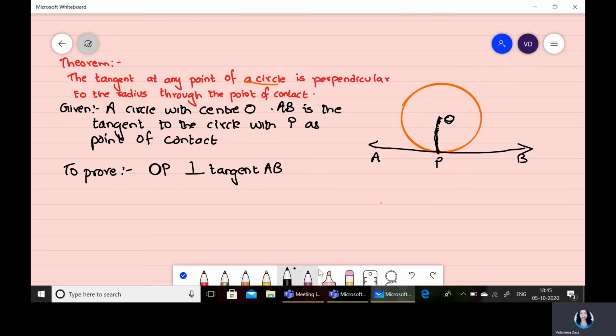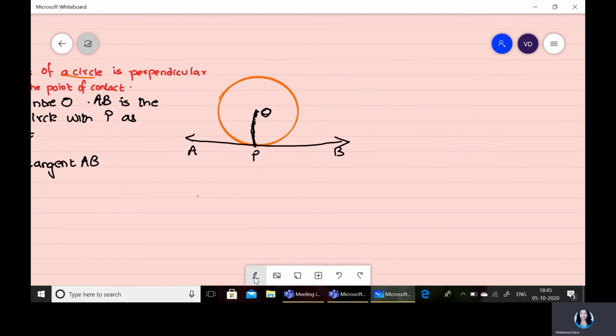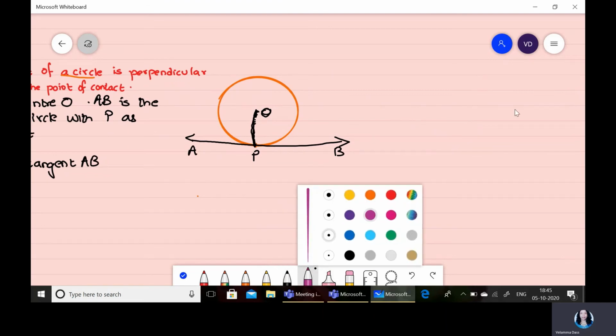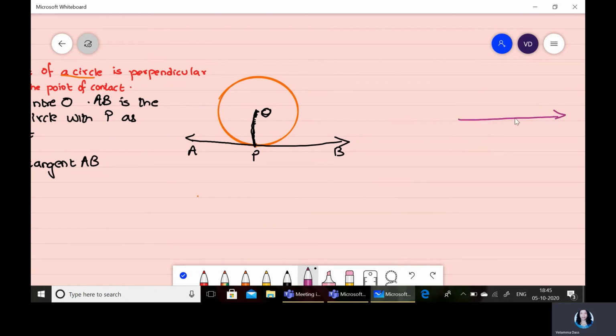Now to prove this, let's recall some previous facts. You have learned in standard 9, students, that if you have a line, for example L, and there is a point P which is not on the line but outside it, there can be different ways to reach the line from P. Imagine P to be a boy or a girl who wants to reach this ground level, to touch this line. We can follow this path, or just follow this path.